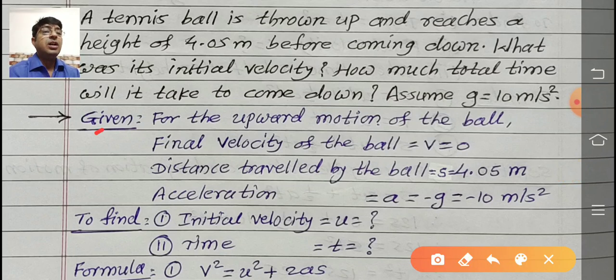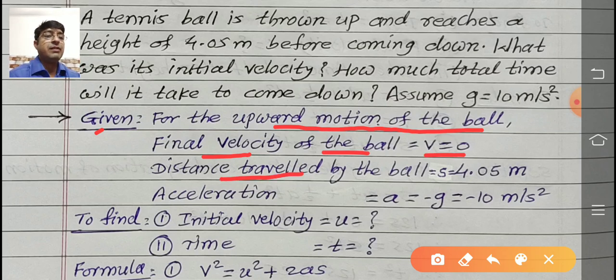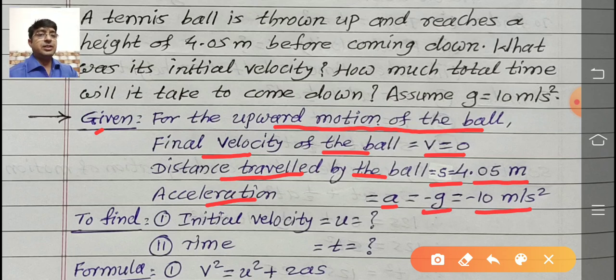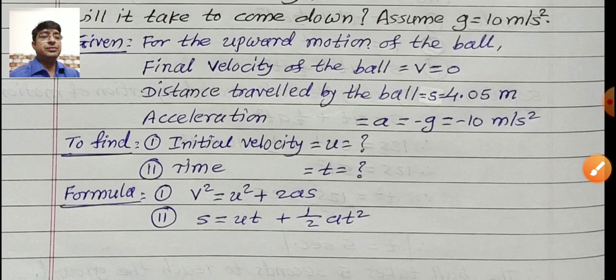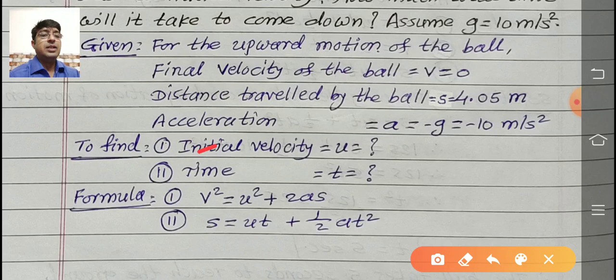First of all, the upward motion of the ball. The final velocity of the ball v is 0. The distance traveled by the ball in the upward direction s equals 4.05 meter. Acceleration a equals minus g, that is minus 10 meter per second square, because the direction of acceleration due to gravity is downward. Now to find the initial velocity and time, we are using two formulas.